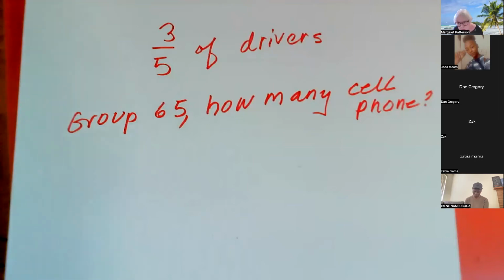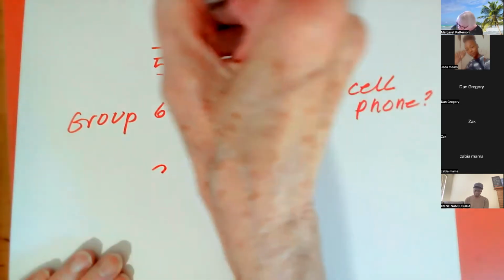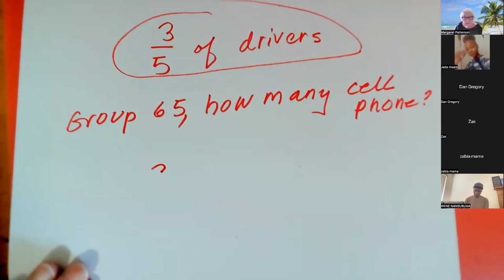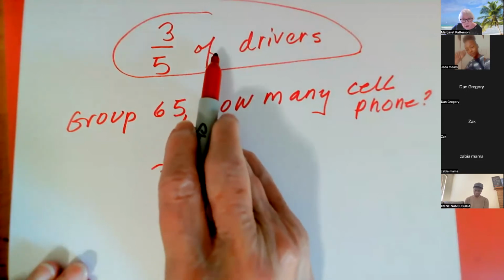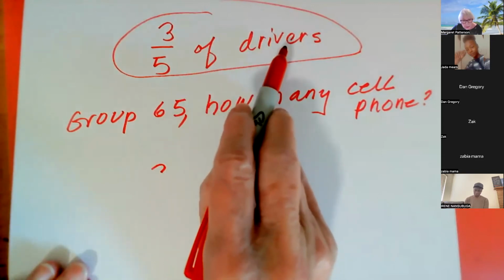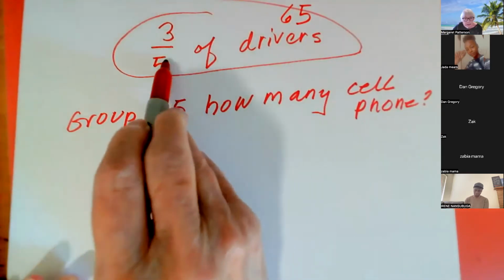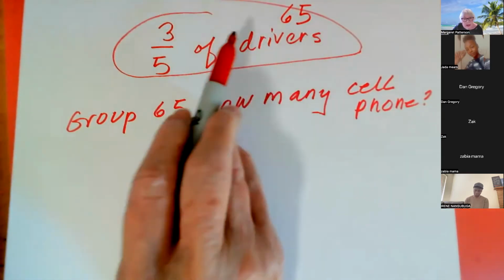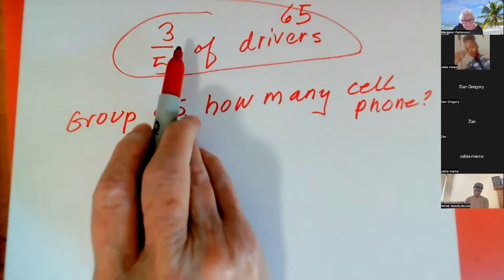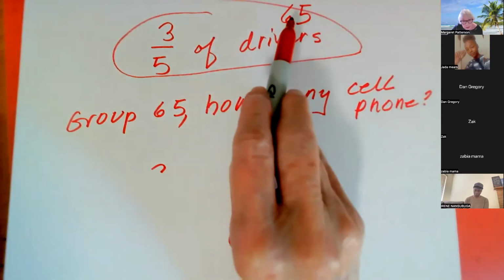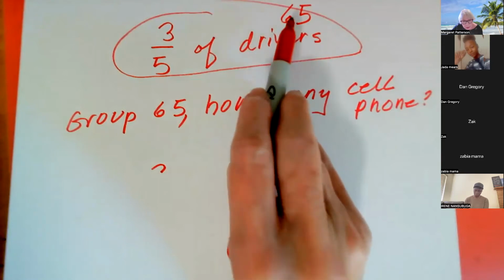I give you 4 choices: add, subtract, multiply, divide. What's the correct one? Multiply. It is multiply. We see here, 3/5 of the drivers. Now the drivers in this group were 65. So this became the format of what needs to happen. You see, the drivers turned out to be 65 in this group.